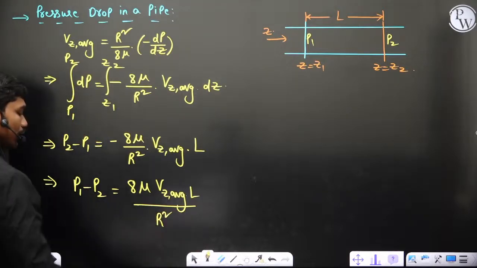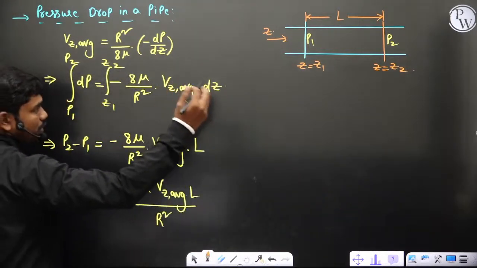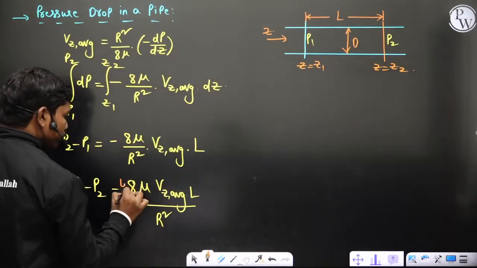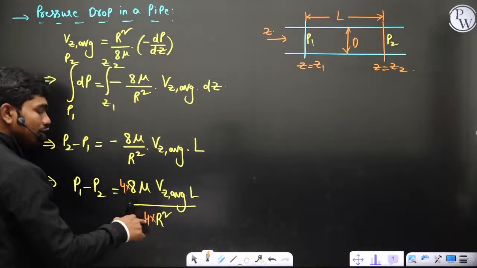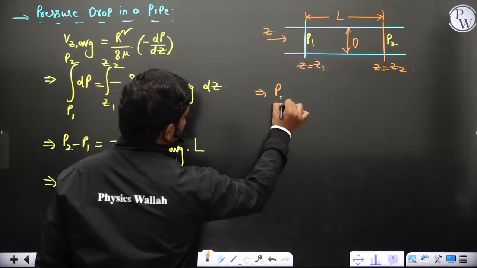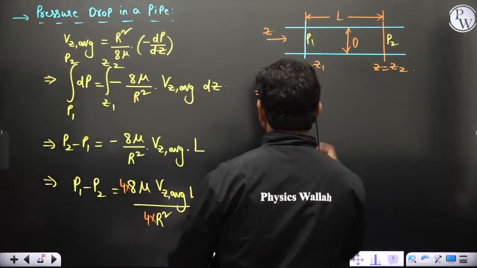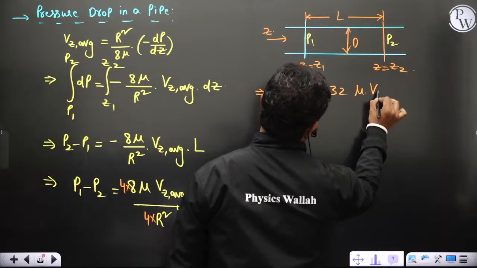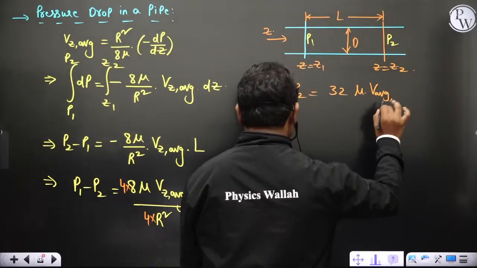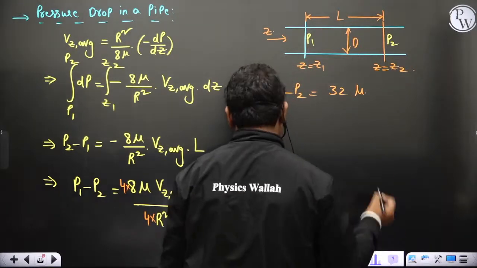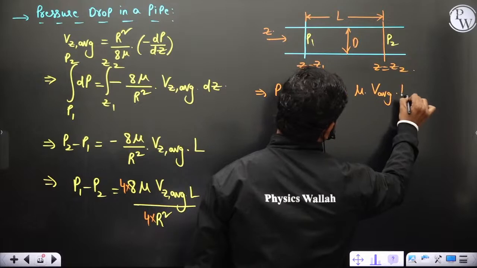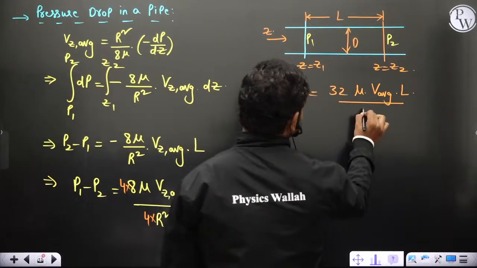Now normally a pipe is mentioned in terms of diameter. So if this is your pipe diameter, you can multiply a 4 here and a 4 here. This 4r square can be written as 2r whole square, which is diameter square. So this gives you P1 minus P2 is 32 mu V L. I'm simply writing V average, but I hope you can understand this is actually your Vz average, these two are the same. V average into L by d square.